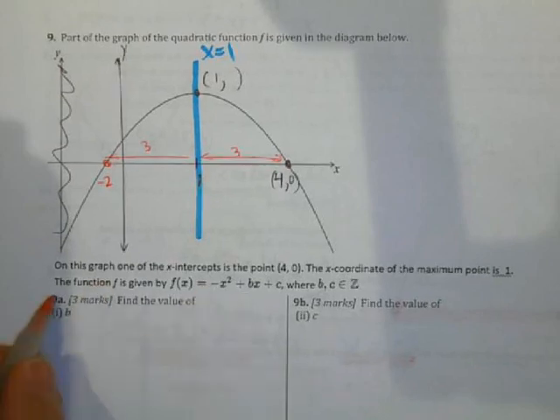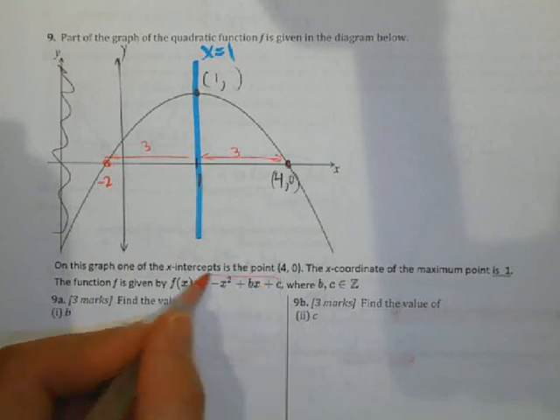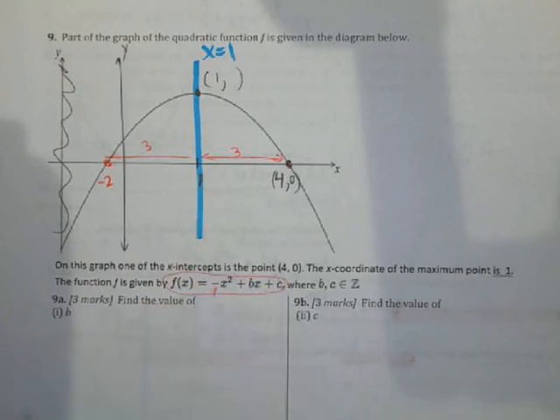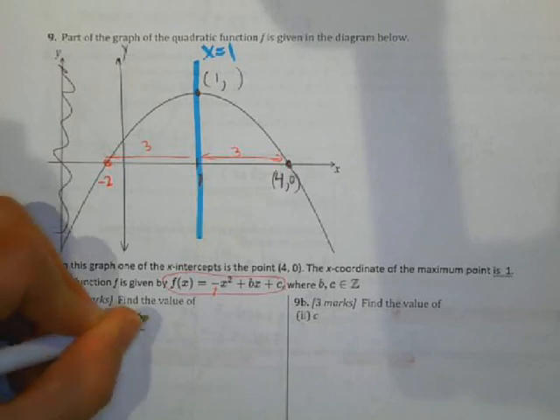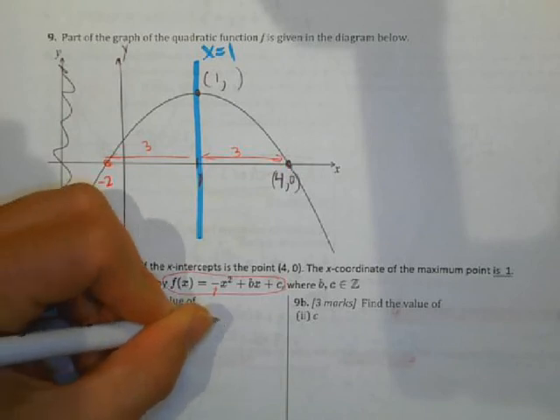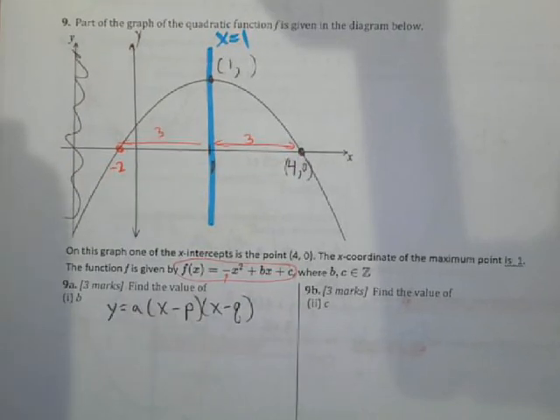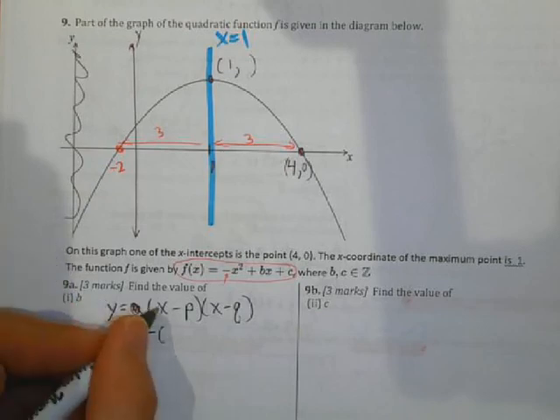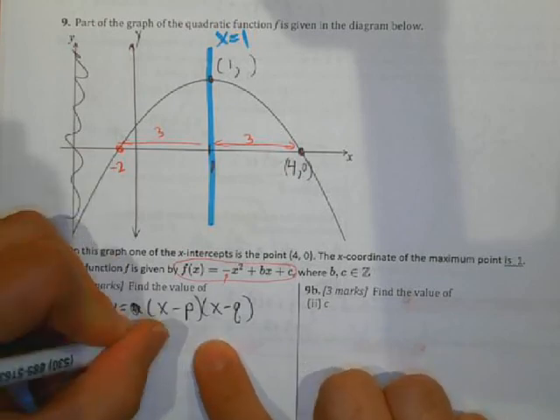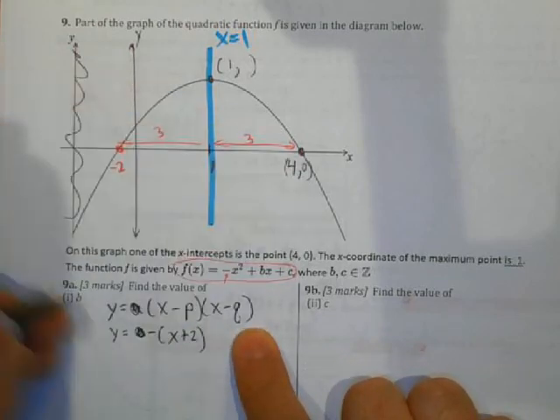So now I know that, and we want to write our function in this form. And notice how the a value, we already know a is -1. And we've got our x-intercepts. So once we have our x-intercepts, we're going to use our x-intercept formula, which is y equals a times (x minus p) times (x minus q). So y equals a times, we know a is -1, right? So let's just put negative here. And we know the p value is -2, so we have (x plus 2). And the q value is 4, so I'm going to have (x minus 4).